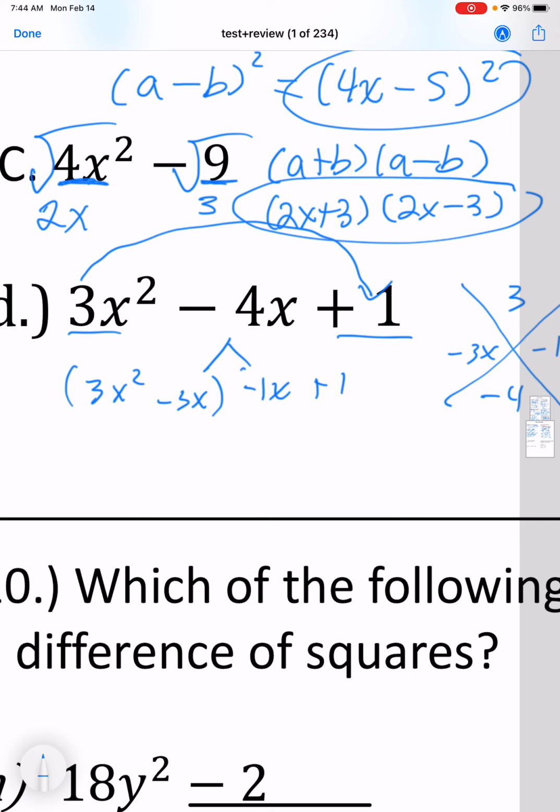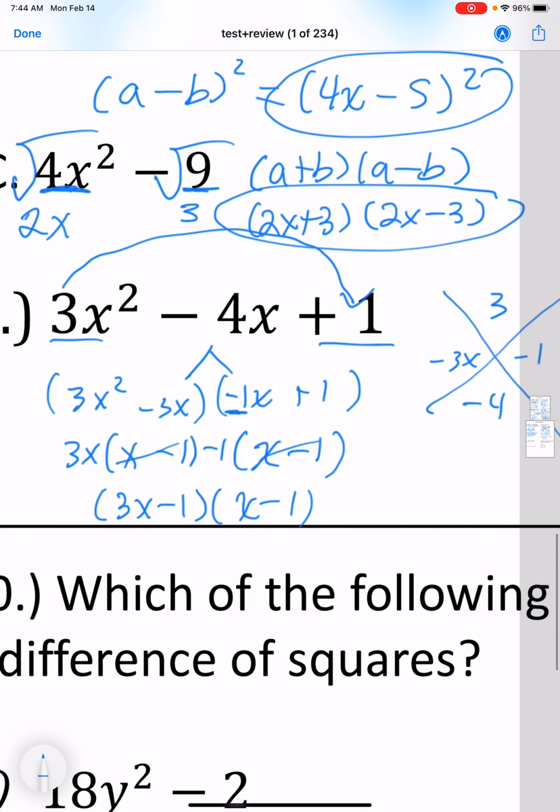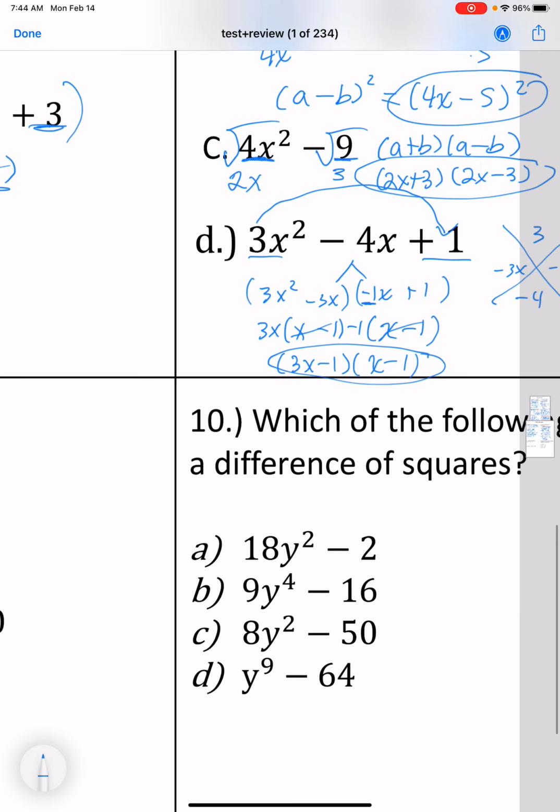And then we would factor this group and this group. The common factor here would be 3x, leaving us with (x - 1). And the common factor here is, since I have this negative in front of the x, I need to take that out, and I'm left with (x - 1). And then finally, we have (3x - 1) times (x - 1). Remember, factor out that common factor. And here is our answer.